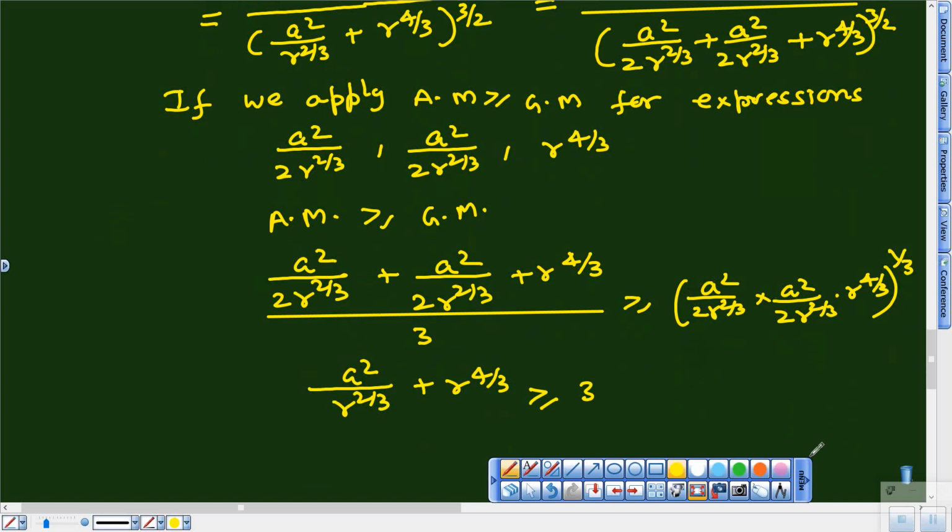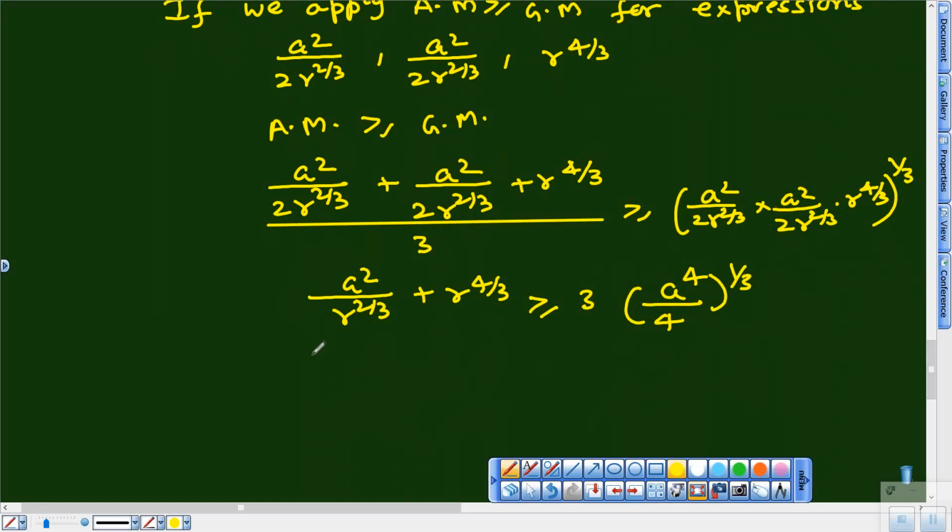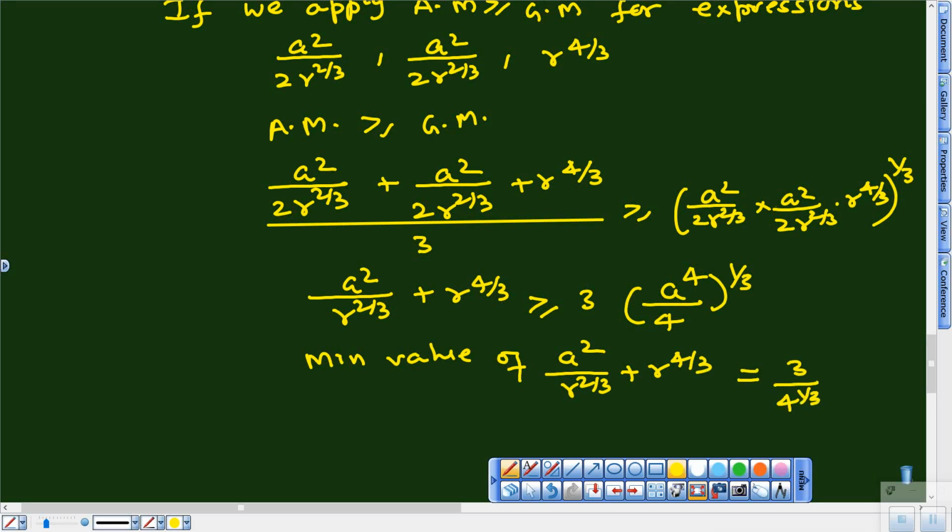3 goes over here and a raised to the power 4 upon 4 raised to the power 1 by 3, which is the constant. That means it is the minimum value of this. That means minimum value of a square upon r raised power 2 by 3 plus r raised power 4 by 3 is 3 upon 4 raised power 1 by 3 into a raised power 4 by 3.